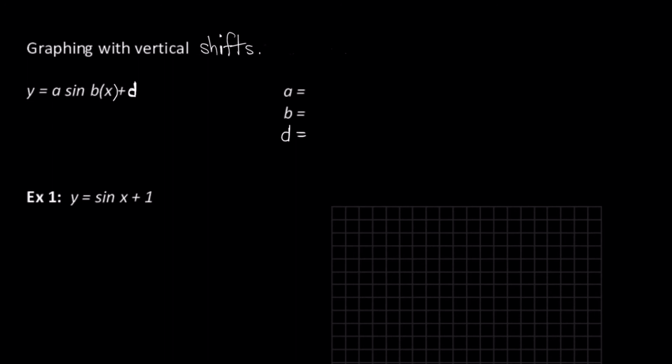Y equals a sine bx plus d. So we're adding a vertical shift. A is still our amplitude. B is still the frequency, which is the number of cycles between 0 and 2 pi. And D is a vertical shift, up or down.